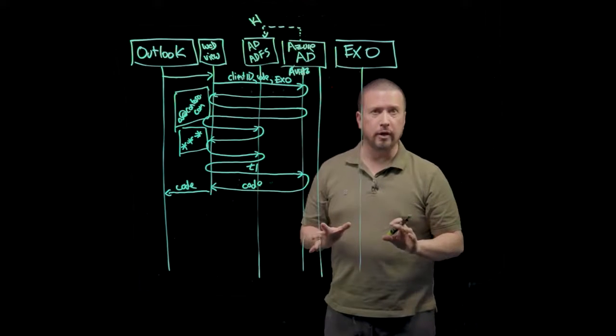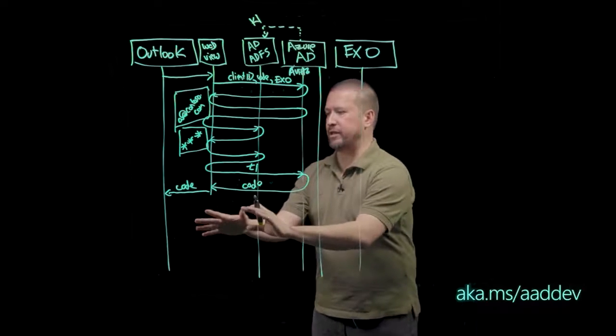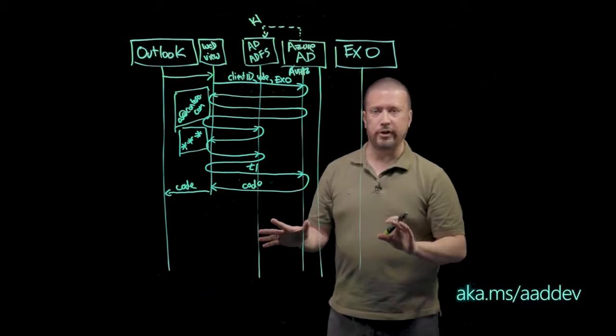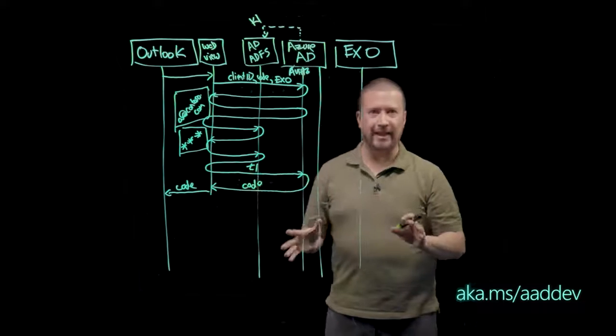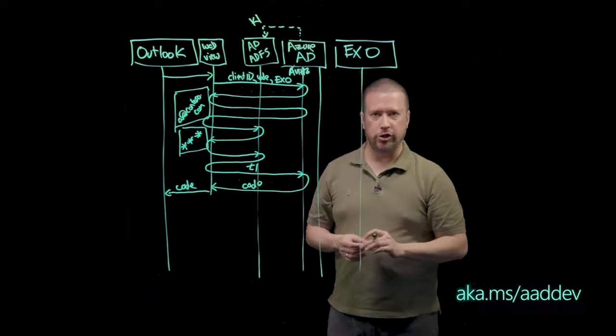In part 2 of this video, we're going to take a look at what happens in the non-interactive section of this protocol, where Outlook finally gets the token that it needs to talk to Exchange.